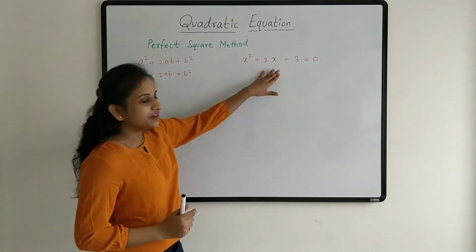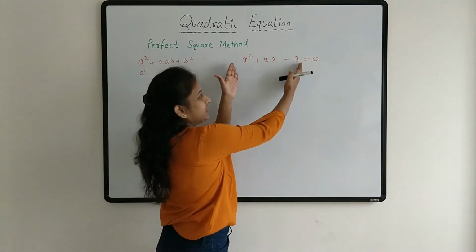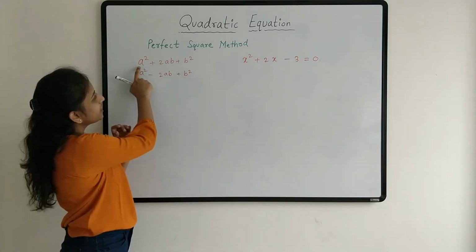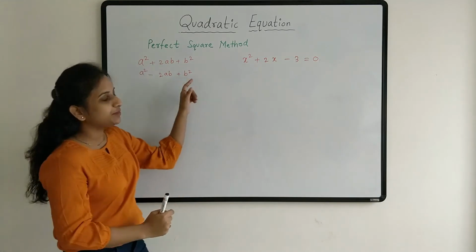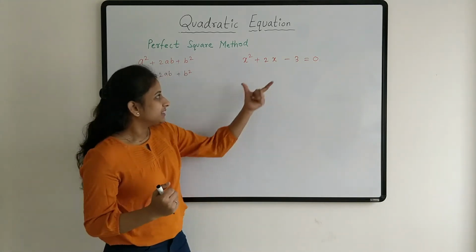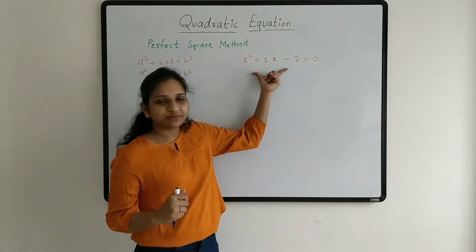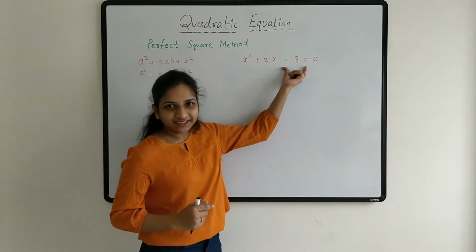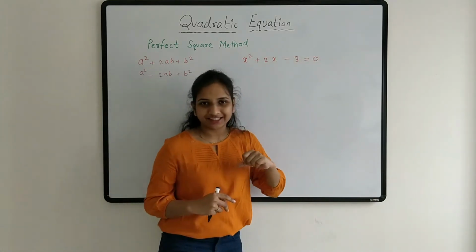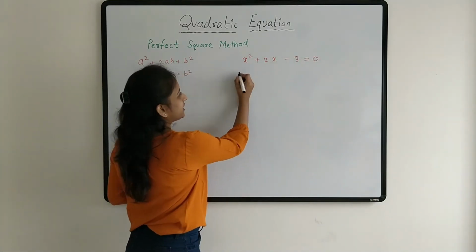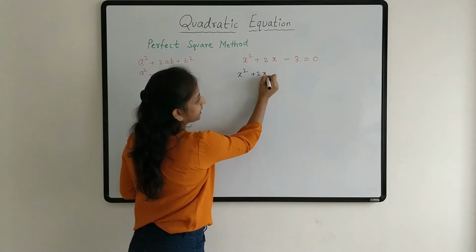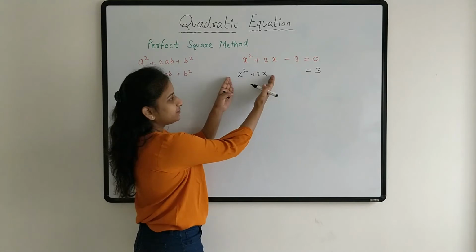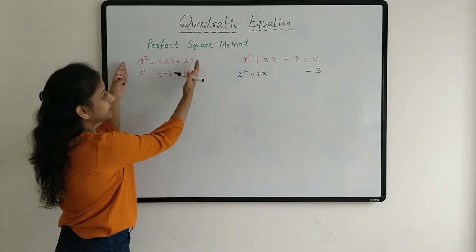For the perfect square method, we should bring this quadratic equation into a perfect square form like this: a square plus or minus 2ab plus b square. That means we need to do some adjustment in this equation. For that, we are sending this constant term to the RHS. So on the LHS it is x square plus 2x and on the RHS it is 3. Now let's bring this into this form.